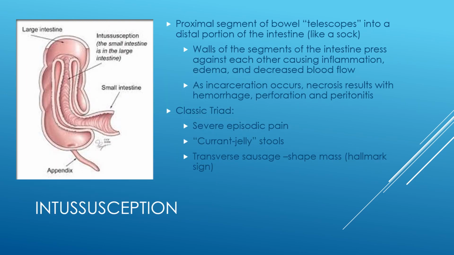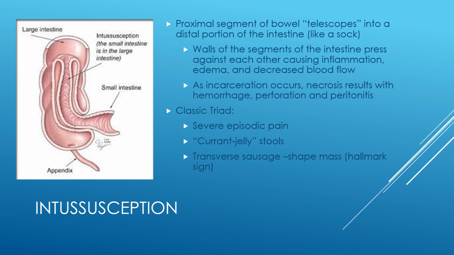All right, intussusception is the next one, and this is a process that occurs when the proximal segment of the bowel telescopes into the distal portion of the intestine. So those of you that maybe fold your socks within each other, think about that. The walls of the segments of the intestine press against each other, causing inflammation, edema, and decreased blood flow. An incarceration occurs, and necrosis results with hemorrhage, perforation, and peritonitis. Most of the cases of intussusception occur in our toddlers.